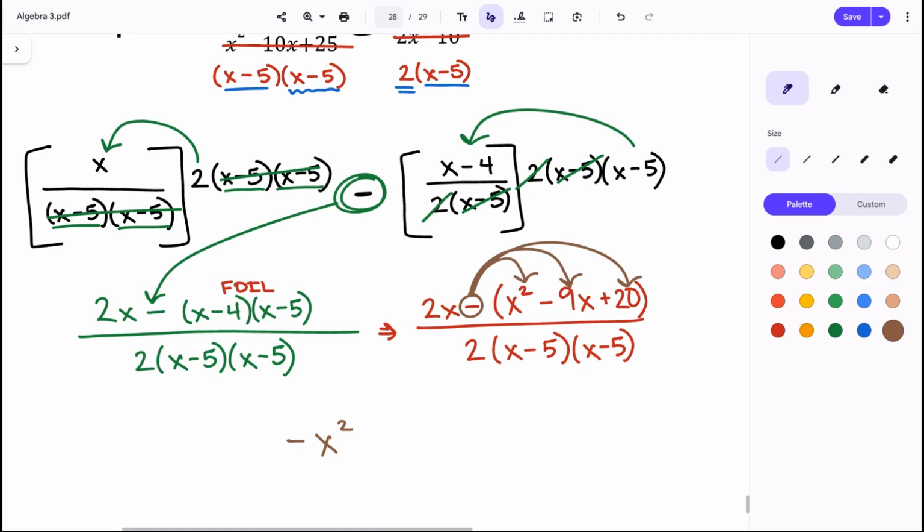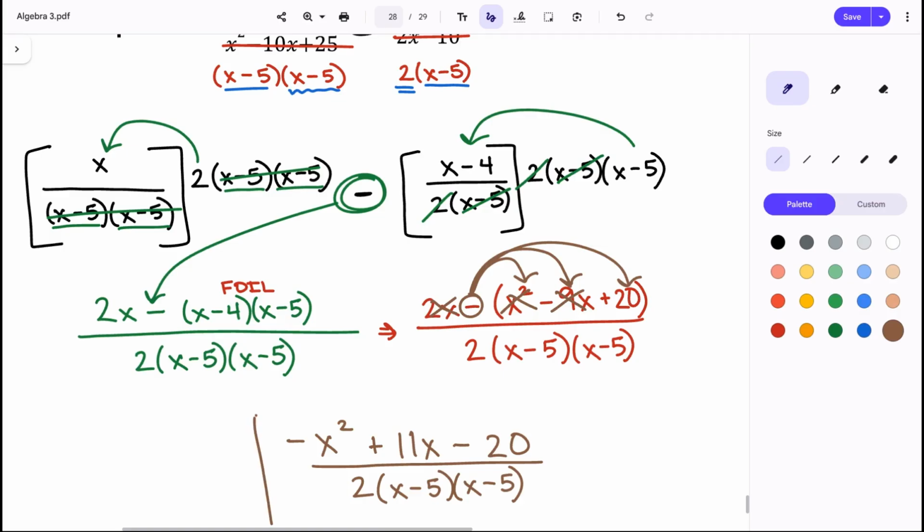What happens to the negative 9x? Plus 9x. Can I combine that with the 2x up here? So what's 2x plus 9x now? 11x. Okay, that takes care of most of these terms. The last thing I have here is that 20, but it becomes negative because of that minus sign. So I'm going to write minus 20. And then my denominator is still 2 times x minus 5, x minus 5. That's your final answer. That's as simplified as we're going to be able to get that.